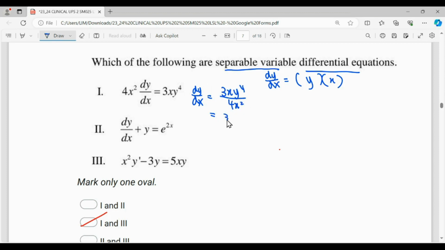So you can see x can be simplified. So 3 over 4, x is a factor of x, y to the power of 4 is a factor of y. So this one is separable variable.